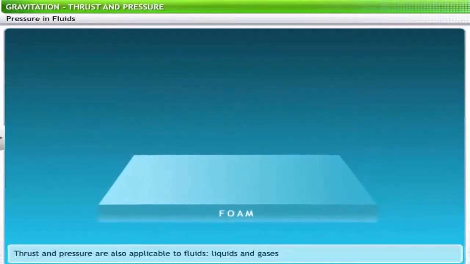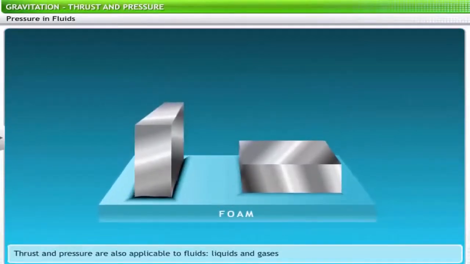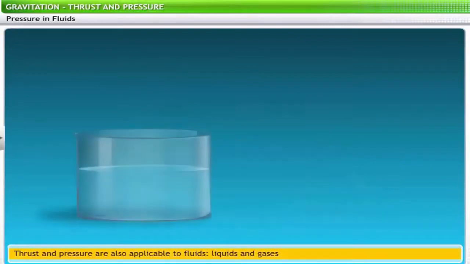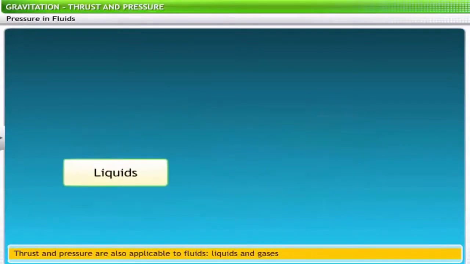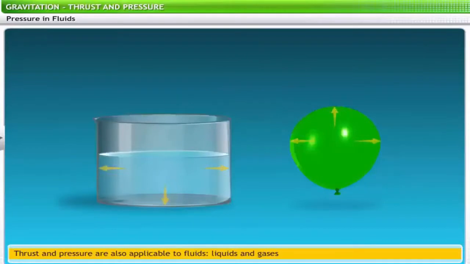So far, we looked at examples of thrust and pressure in solids. However, thrust and pressure are equally applicable to the other states of matter, liquids and gases. Liquids and gases are collectively referred to as fluids. Since all fluids have the tendency to flow, like solids, fluids also have weight, and this weight exerts a force on the walls and base of a container.